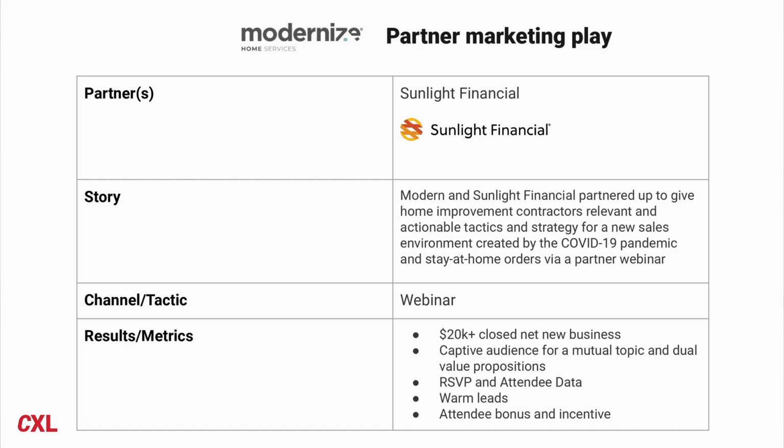So we just said the channel tactic is webinar, and for results and metrics, we saw 20,000 plus closed net new business. So this was one of our most successful webinars by far. We had a 100% increase in registrations and attendees, and the numbers bore out in closed deals as well. We had a captive audience for a mutual topic with dual value proposition, so both how we could help and how our partner Sunlight Financial could help.